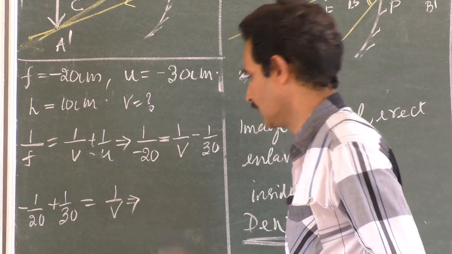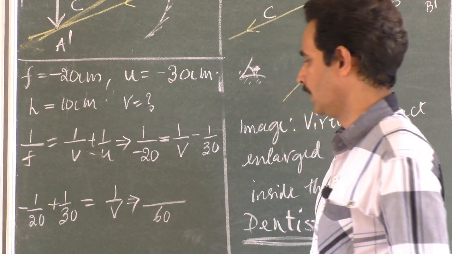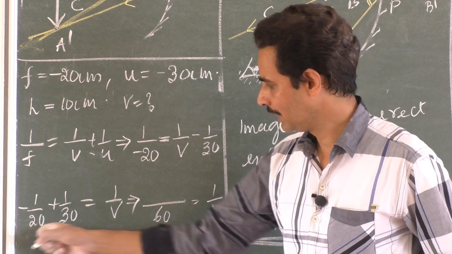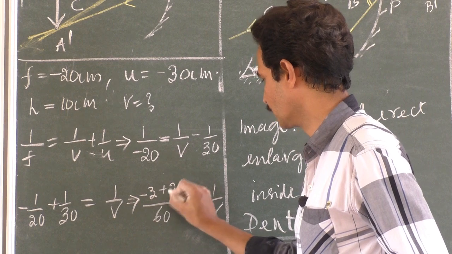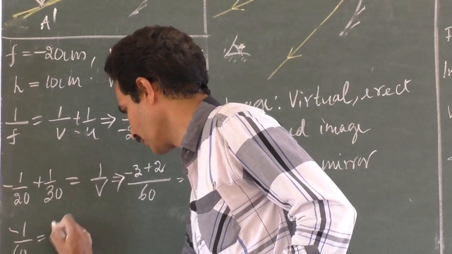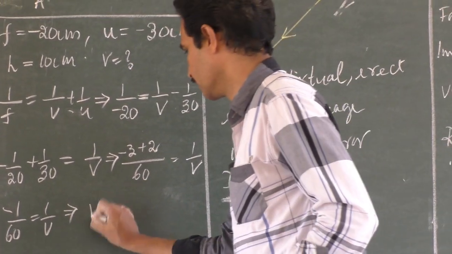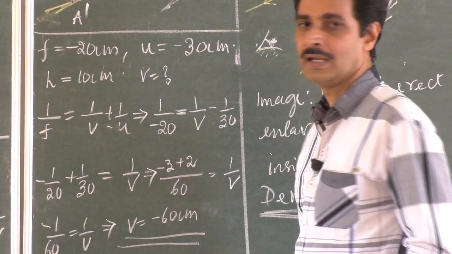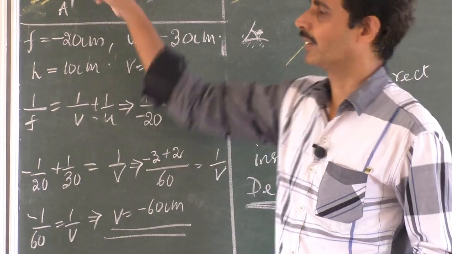That implies I can take 60 common, equal to 1 by V. 60, 3 times minus 3, 2 times plus 2, minus 1 by 60. So minus 1 by 60 is 1 by V, which implies V is equal to minus 60 centimeters. Everything is in centimeters. It is minus 60 centimeters, and 60 is definitely far away.